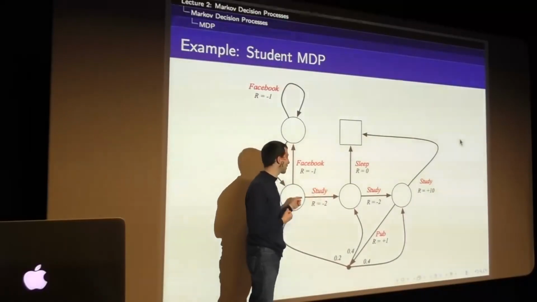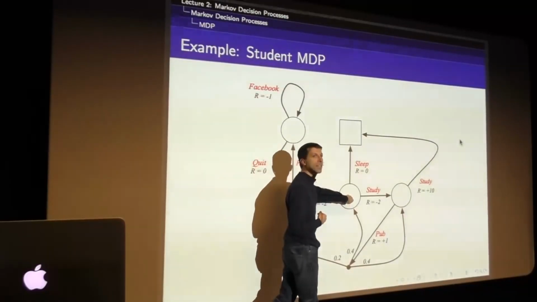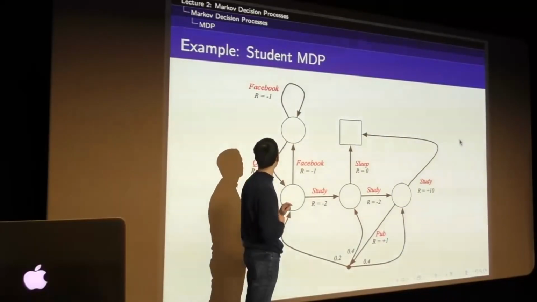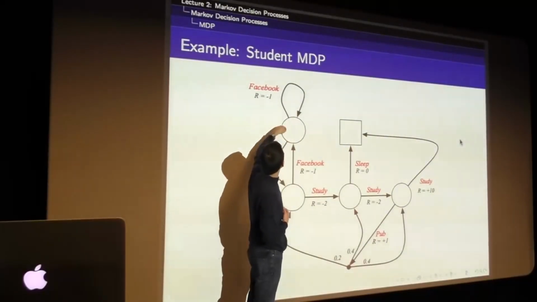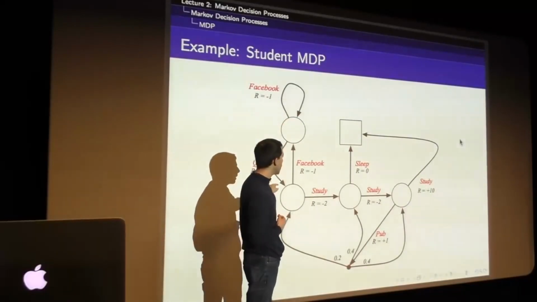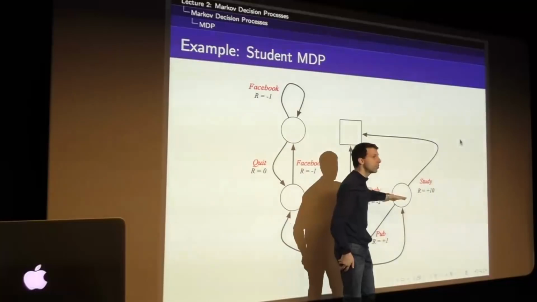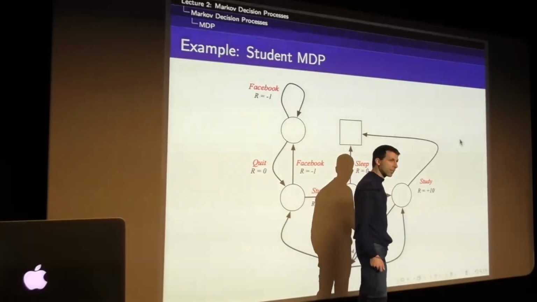You can choose to study. If you study, you end up in this state. If you choose to go on Facebook, you end up on this state. When you're on Facebook, you can choose to do it again, or you can choose to quit. You can choose to go to sleep here or to study again. You can choose to study again, or you can choose to go to the pub.